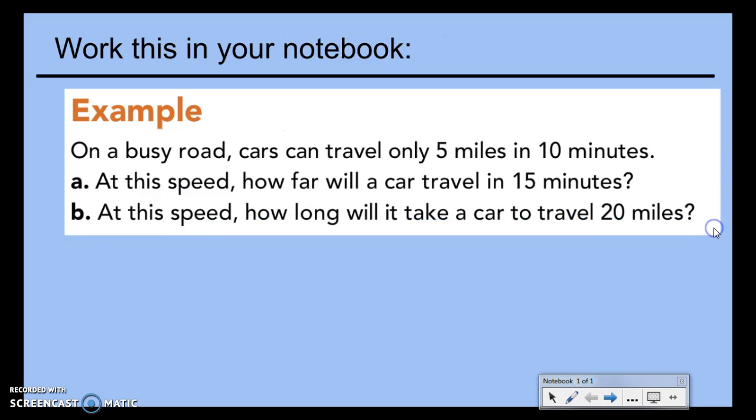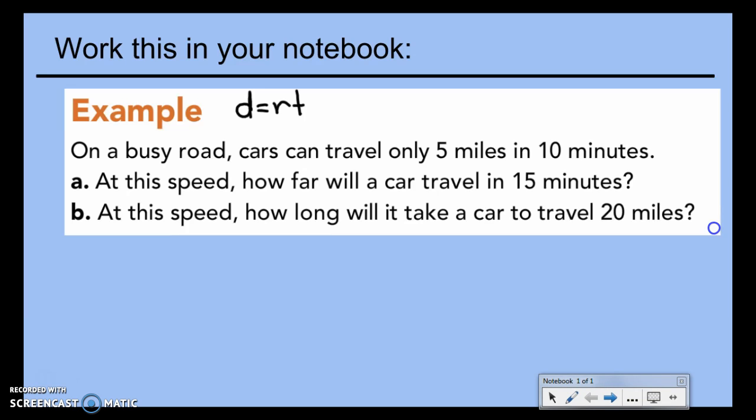Alright, clear, cool. Work this one out in your notebook. On a busy road, we're going to do this one together. On a busy road, cars can travel only 5 miles in 10 minutes. In this problem, they're actually doing miles per minute instead of miles per hour. So our rate is going to be 5 over 10. We're going to use our DIRT, right here so we don't forget, and we're going to solve this problem.